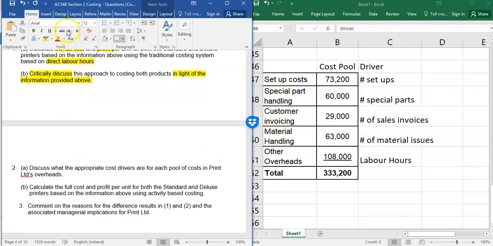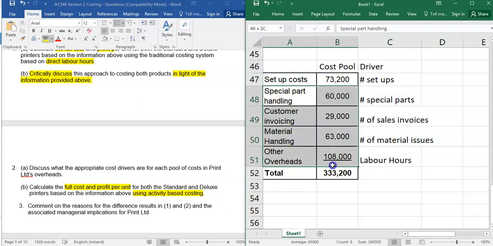The second part of this now is asking you, similar enough to part 1, it's calculate the full cost and profit per unit, now using activity-based costing. And we said now, remember from the lecture, the main change from traditional to activity is you're now focused on the activities. So what you're going to have is multiple cost pools, or what we call buckets, and you're going to have multiple drivers.